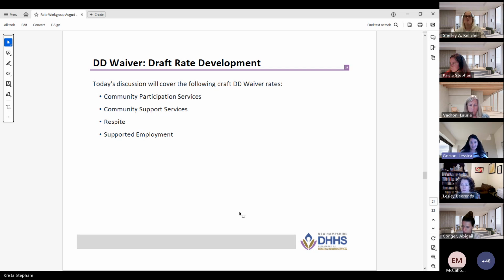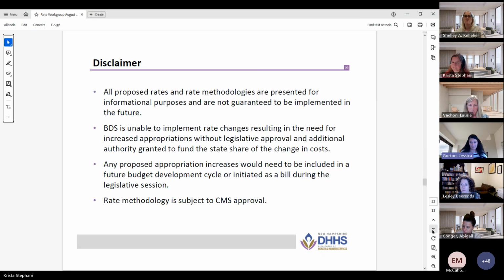If we could flip to the next slide quick, just a couple of things to ground us as we go through and look at some of the rates. First, all of these proposed rates and rate methodologies are presented for informational purposes. They're not guaranteed as we move into different conversations around funding and approval, where we need to be granted the authority we need. We recognize that there are different steps that we have to make.